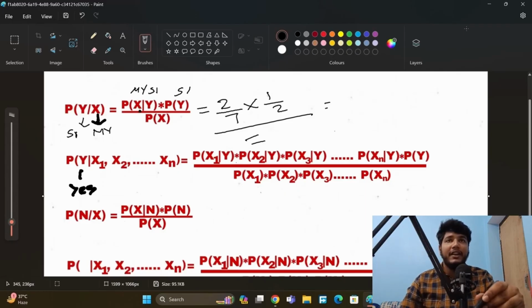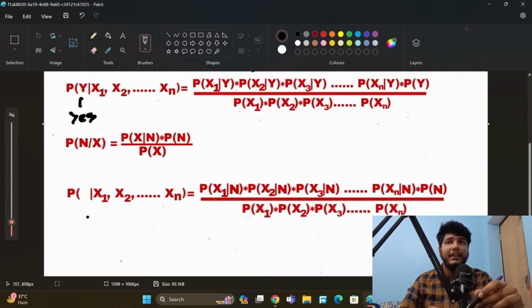So here we have x divided by y. For every factor, every independent variable, we will put x1 divided by y, x2 divided by y, x3 divided by y. And now here P(y), where y is our yes, is the probability of yes, and the total probability goes with that. You have to do it for x1, x2, x3.